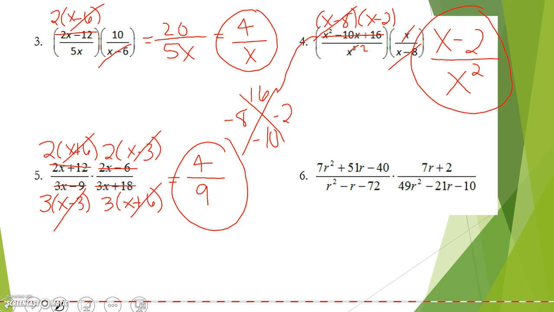Number 6, the top of that one has no GCF, but I'm going to do slide divide. 7 times negative 40 is negative 280.